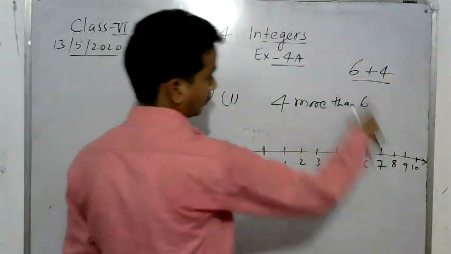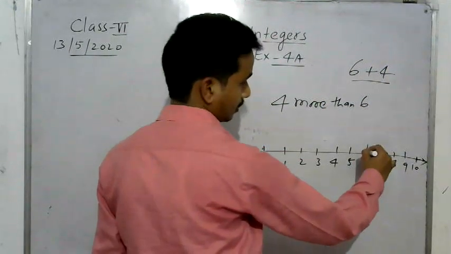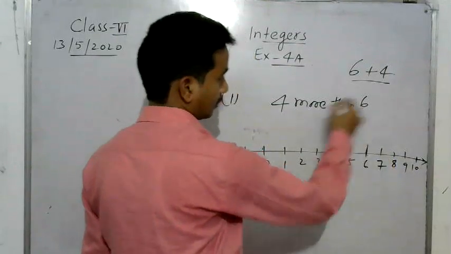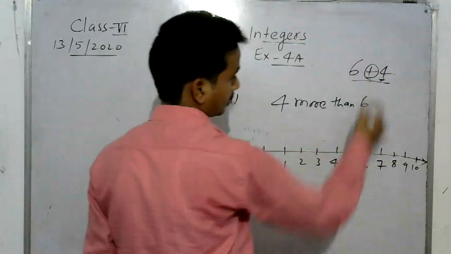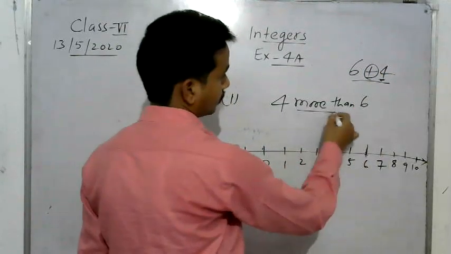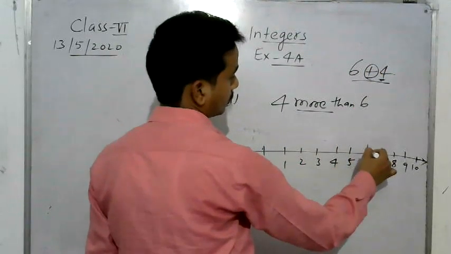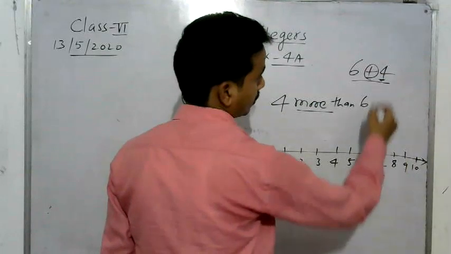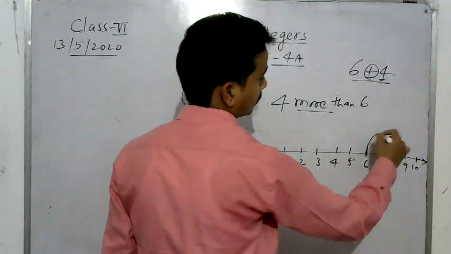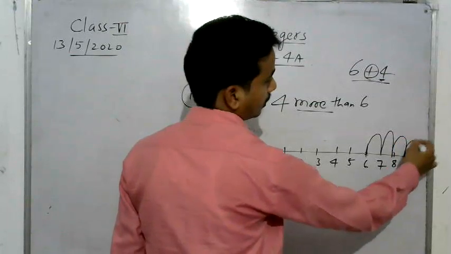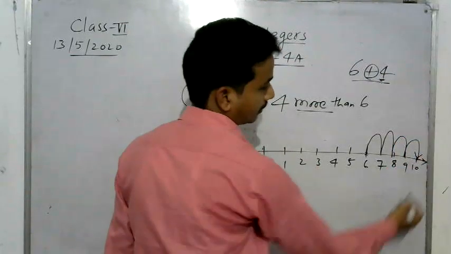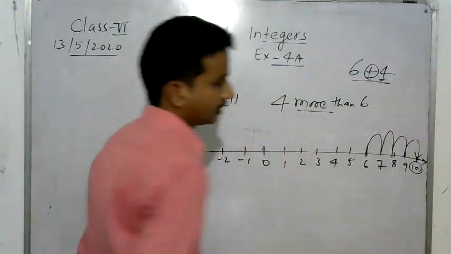So first of all, where is 6? 6 is here. Now at 6 you have to add 4. There is plus sign here. So in case of more, you have to move in right direction. How many steps? 4 steps. So this is 1, 2, 3, and 4. 4 steps we have moved, and where we reached? We have reached here 10.